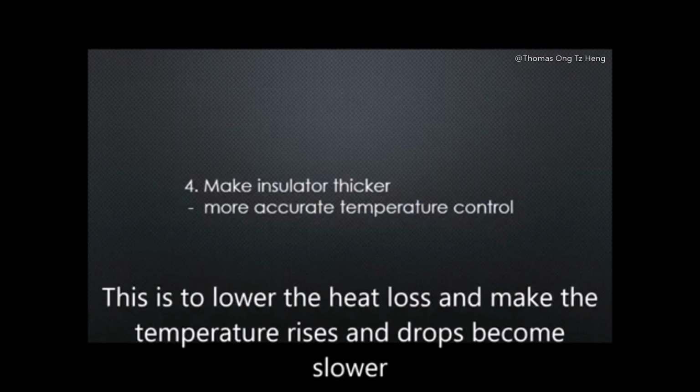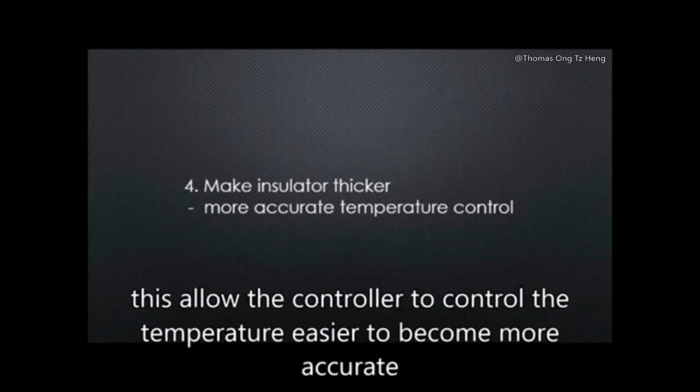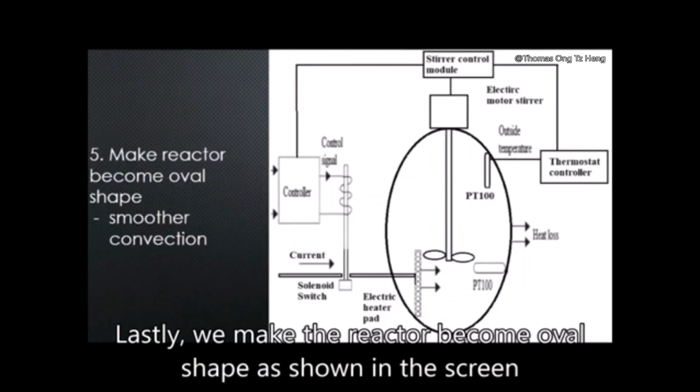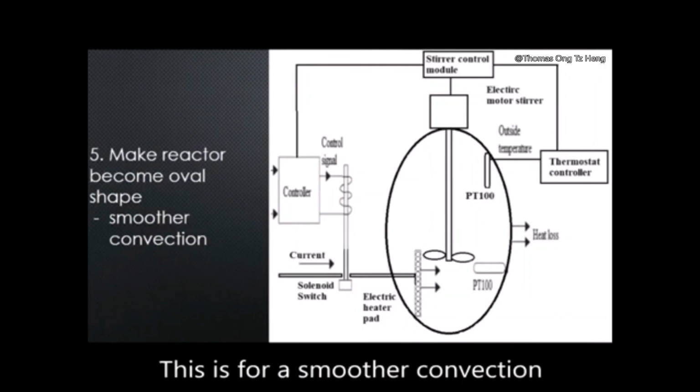For the fourth strategy, we will make the insulator thicker. This is to lower the heat loss and make the temperature rises and drops smaller. This allows the controller to control the temperature more easily and accurately. Lastly, we make the reactor oval-shaped as shown on the screen. This is for a smoother convection.